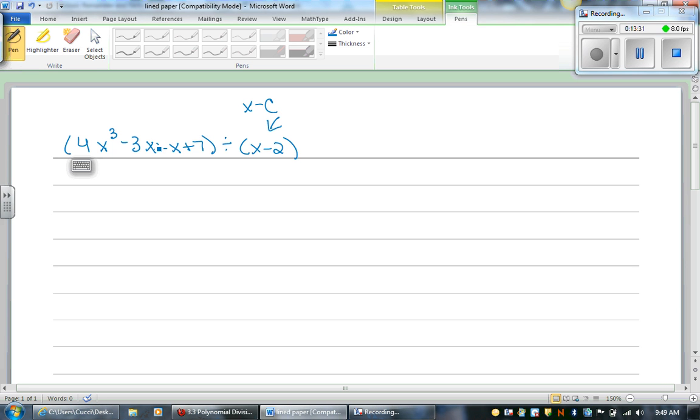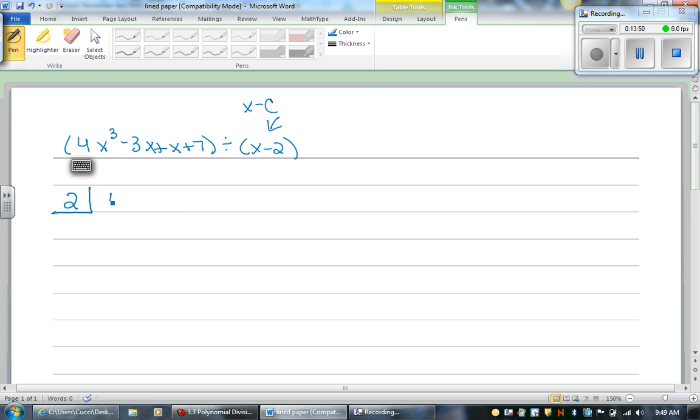Okay, so here's how we set it up. What you're going to do is we're going to take the c value, which in this case is 2, and we're going to put it in a little box. Okay? Next thing we're going to do is we're going to take our coefficients in descending order.